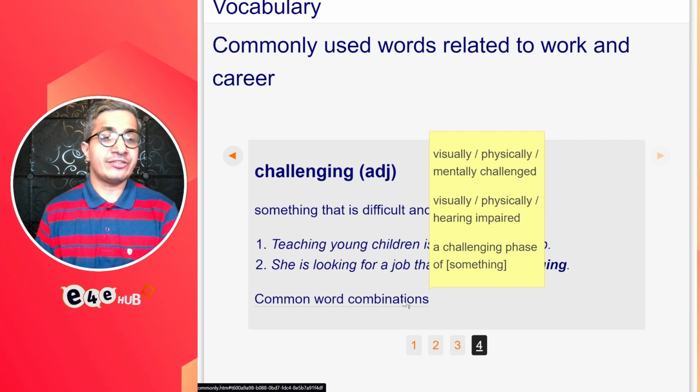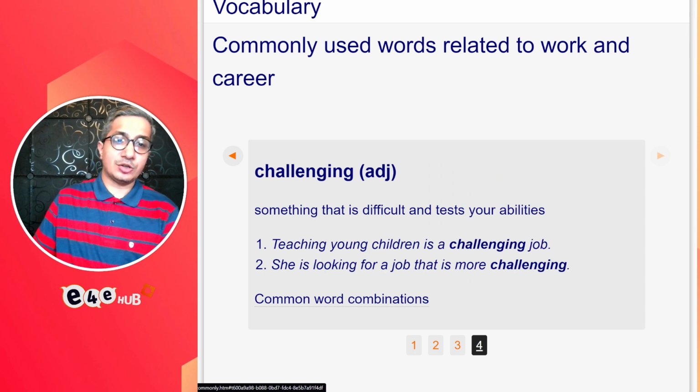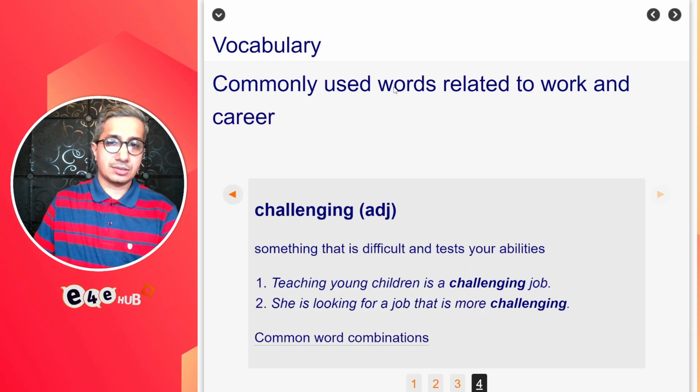And we also use the word "challenging" with a phase. A challenging phase of one's career. A challenging phase of becoming a sportsman. A challenging phase of your life. That is also a very common thing that we use a lot. Are we absolutely clear?